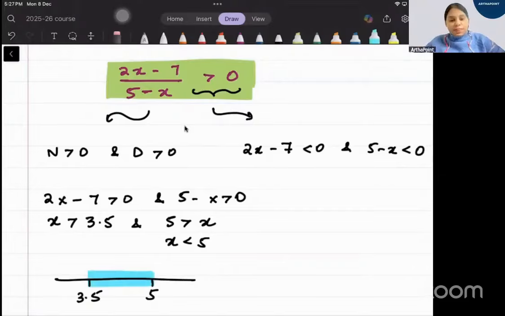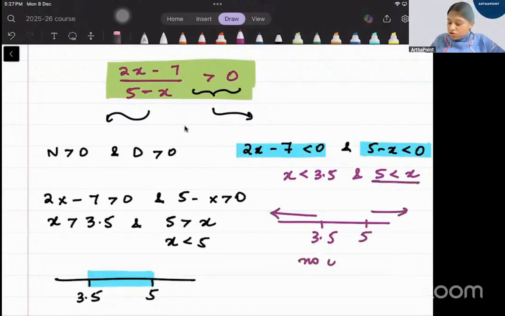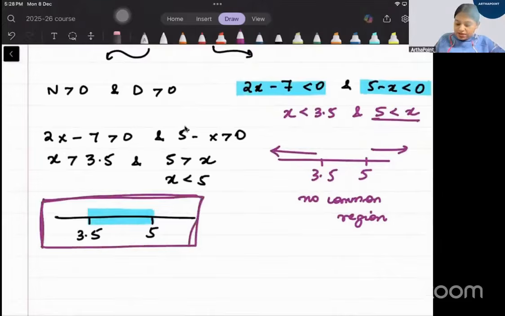The second one is the negative case. So x less than 3.5 and 5 less than x. That means x less than 3.5 and x greater than 5. So there is no common region, right? So we understand that the first one is the right one. This is where things make sense to us.